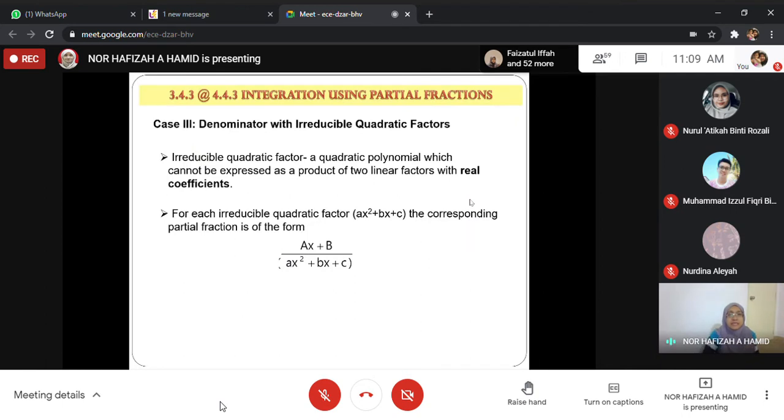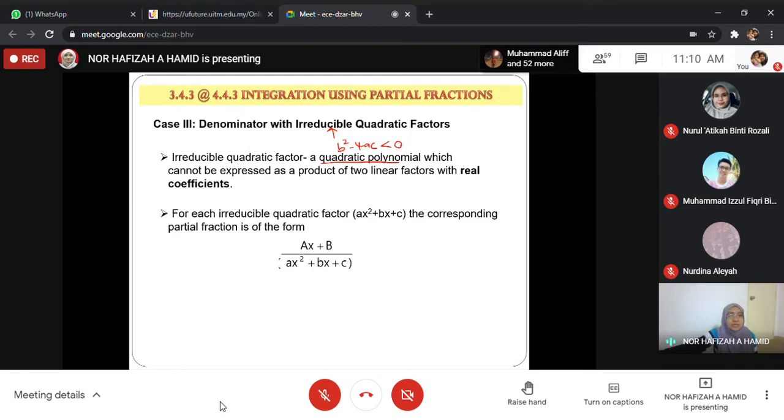Next, for case 3, the denominator with irreducible quadratic factors. So an irreducible quadratic factor is a quadratic polynomial which cannot be expressed as a product of two linear factors with real coefficients. If you want to check it, you can use b square minus 4ac. For irreducible, b square minus 4ac is less than 0.